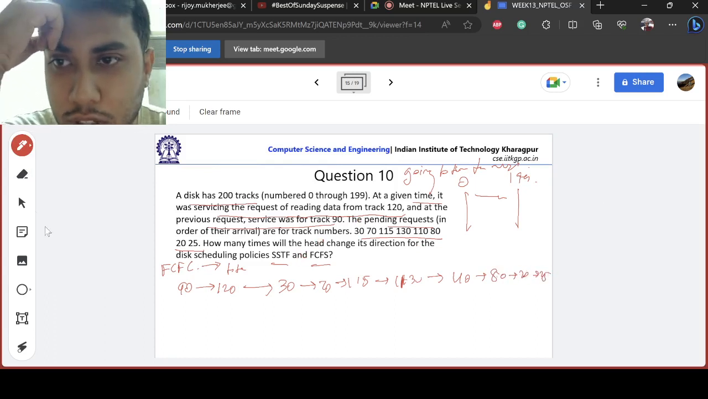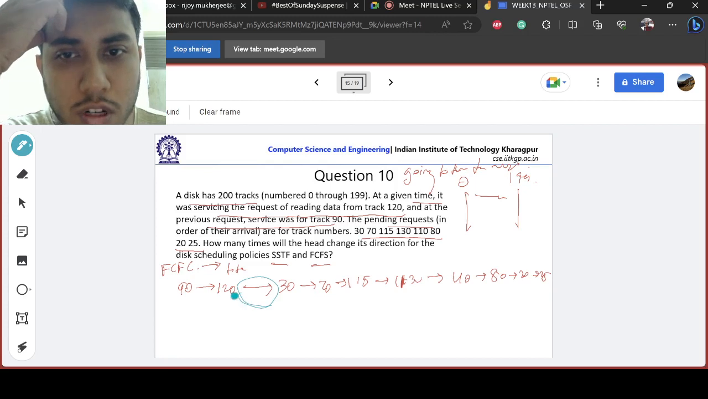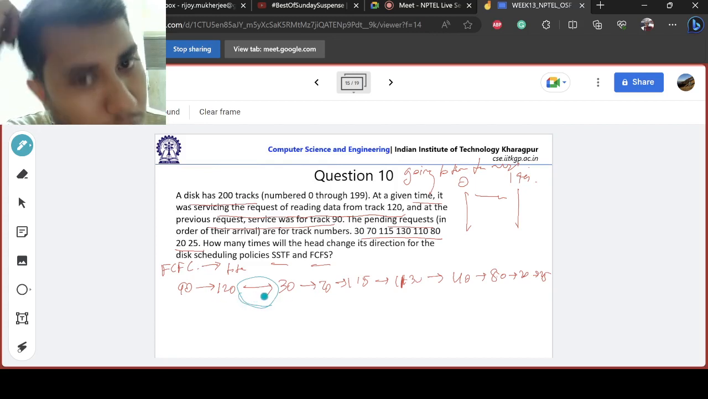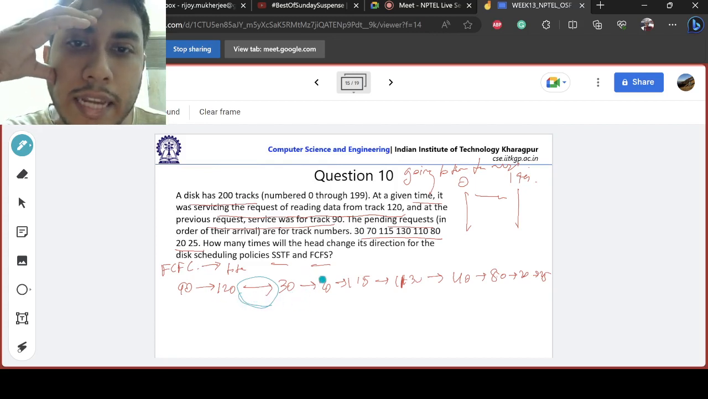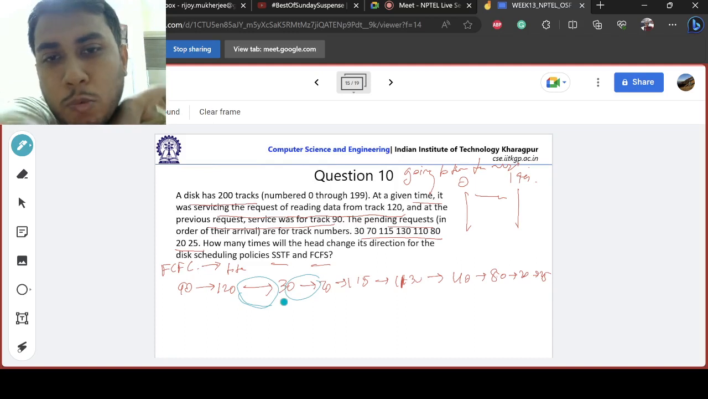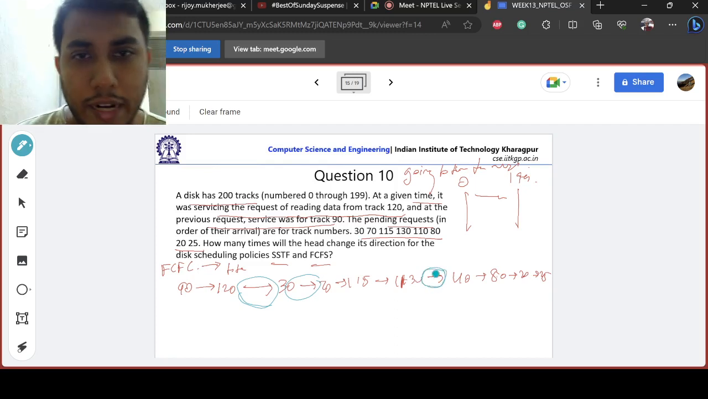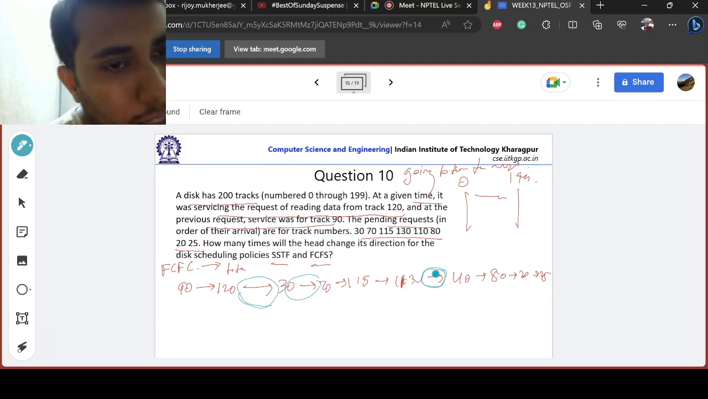So if you look at this, how many times is there a change of direction? Here is a change of direction. It was going upwards, but it has to go down now. Then there is another change of direction, because from 30 it should go downwards, but we are now going upwards. Then here is another downward spiral from 130 to 110.